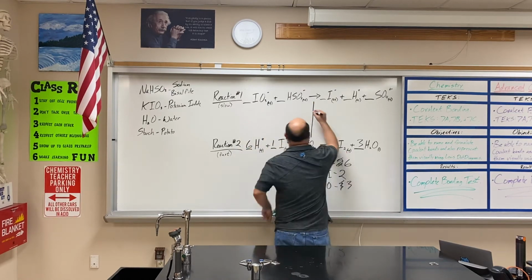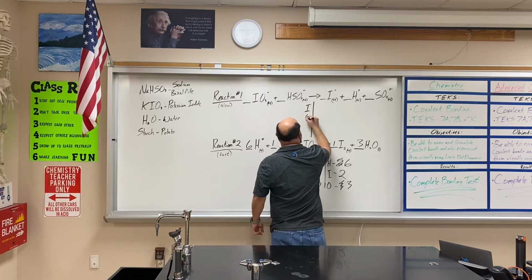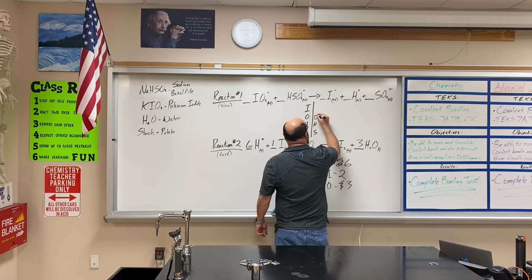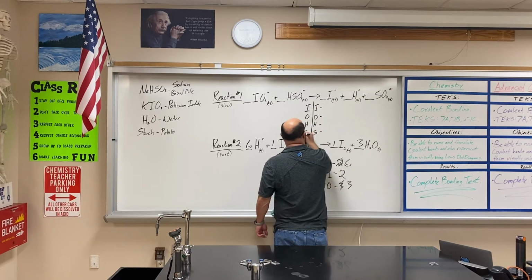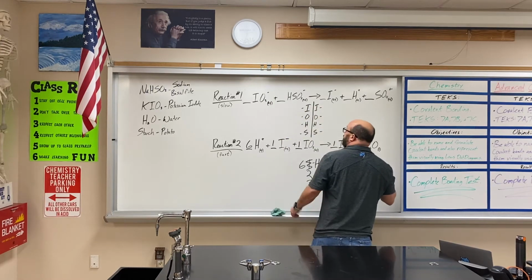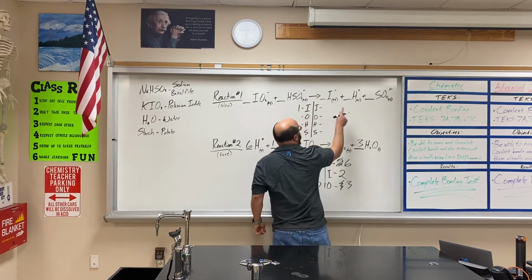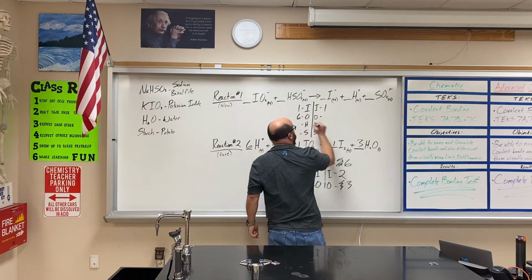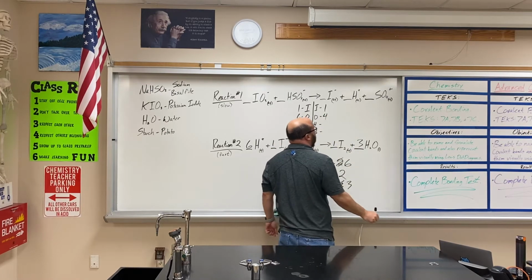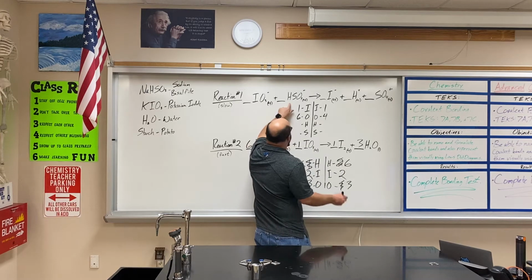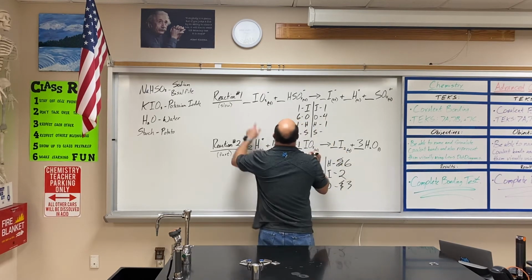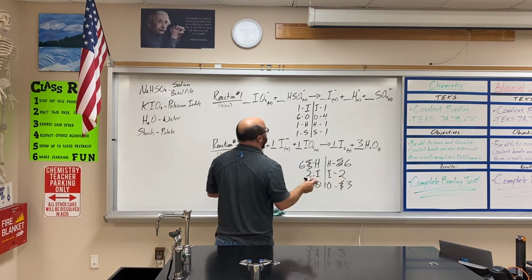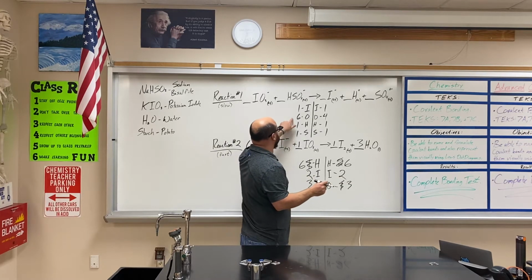First up, we've got iodine, oxygen, hydrogen, sulfur. Iodine, 1, 1. Oxygen, 3 plus 3 is 6. Over here, 4. Hydrogen, 1, 1. Sulfur, 1, 1. Okay, so it looks pretty simple, except oxygen's screwed up.